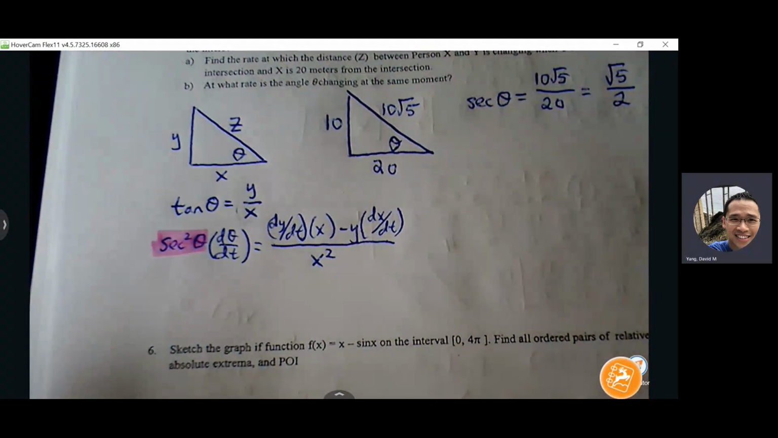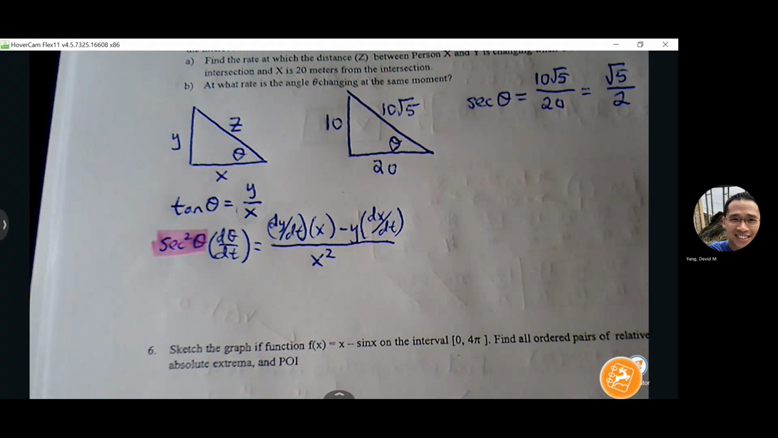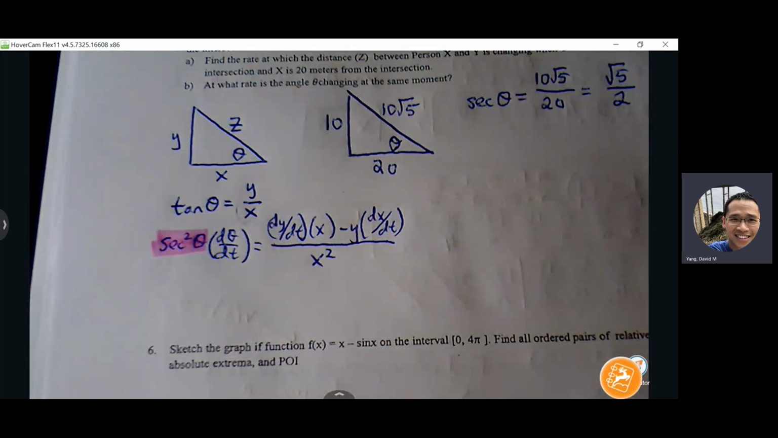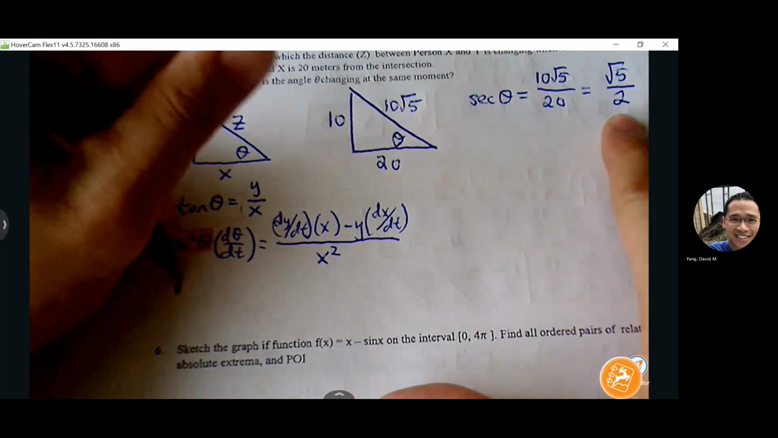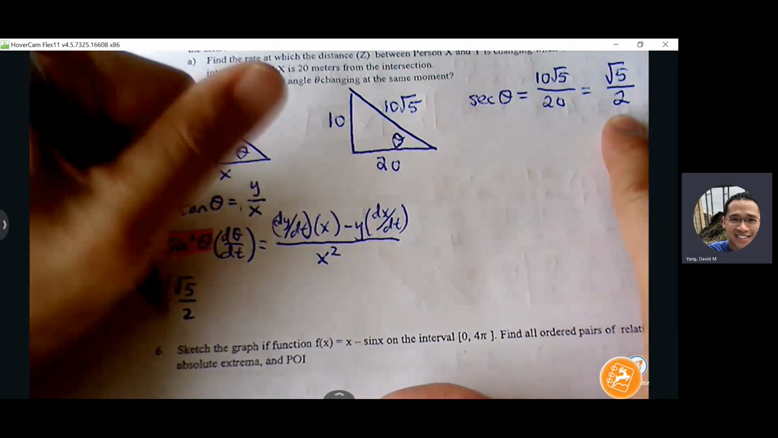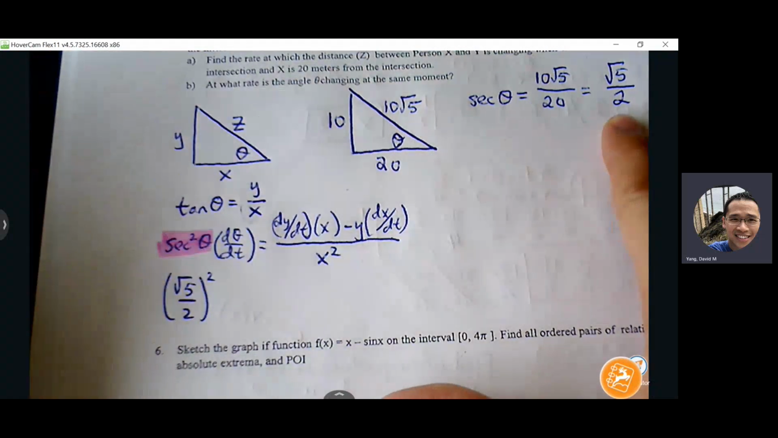Okay, so I'm going to start filling everything in. You won't have a calculator on the test, so as long as you can get d theta dt by itself, and if you don't clean up your expression on the right, I'm okay with that, okay? As long as everything is in the right place and the numbers are right, I won't take off points if you don't reduce. So secant is root 5 over 2. I'm going to make sure I square that.